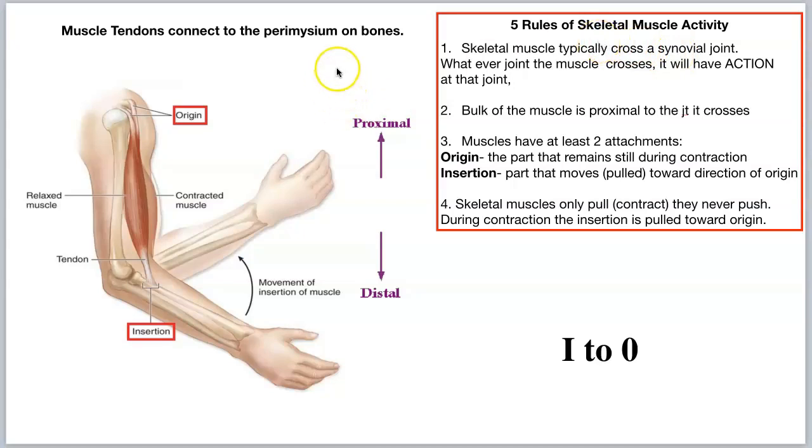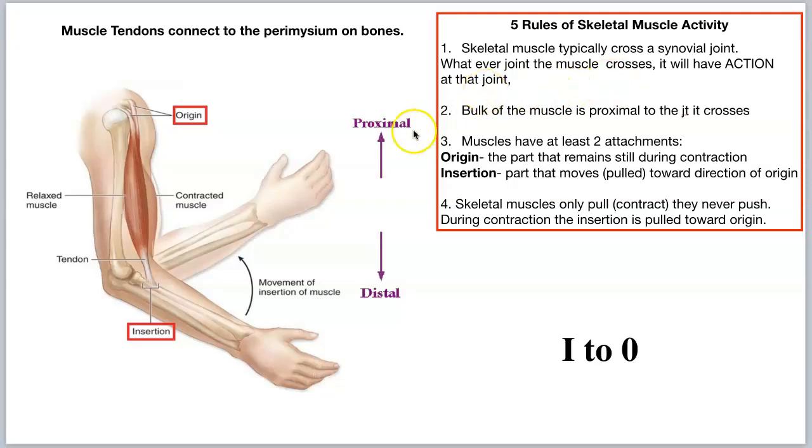There's going to be a special type of tendon that I'll mention shortly, but for right now we're just talking about these regular old tendons. So we're going to be looking at 5 rules of skeletal muscle activity. Number 1, skeletal muscles typically cross a synovial joint, and whatever joint the muscle crosses, it will have action at that joint.